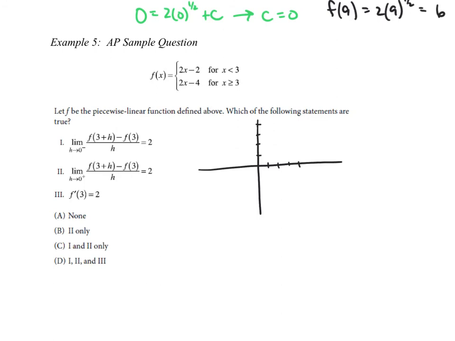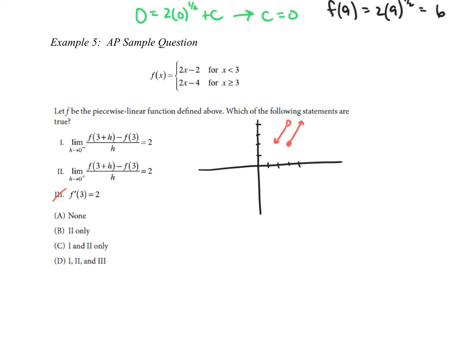So that's going to be here, open circle, it's going to go that way. And then 2x minus 4 at 3 is going to give you 2, which is right here. Now, both of these little segments have a slope of 2. However, it's not continuous. Therefore, 3 is completely gone. We cannot deal with 3 at all because the graph itself is discontinuous.